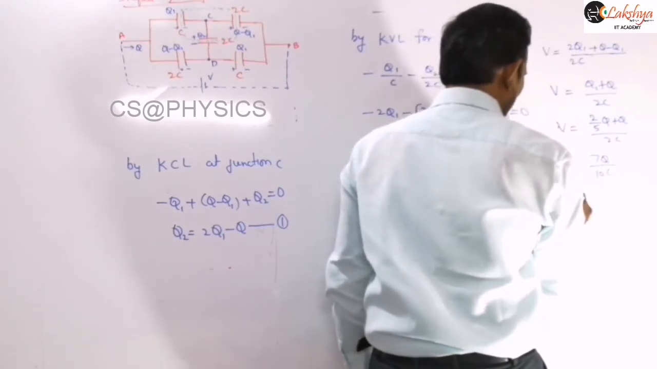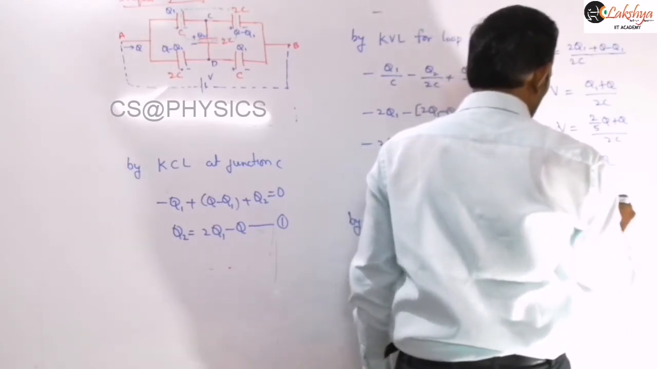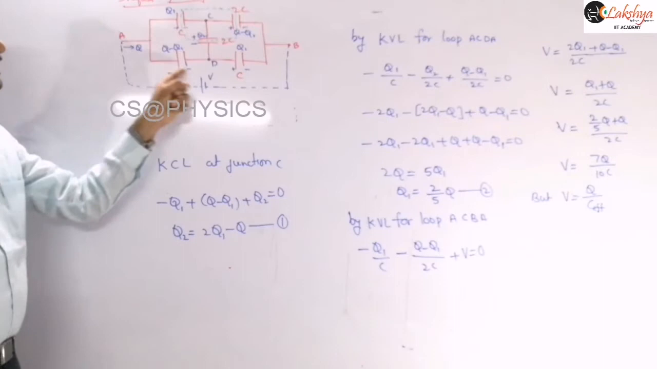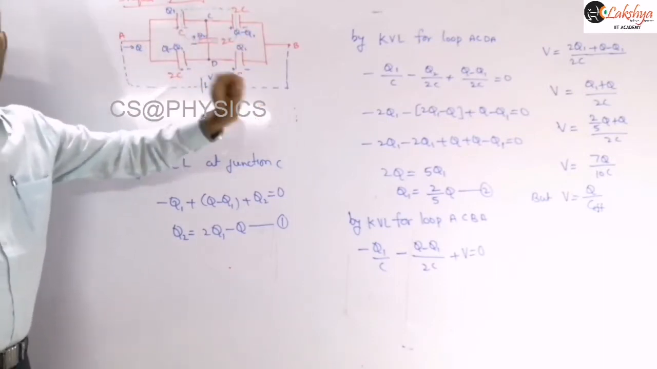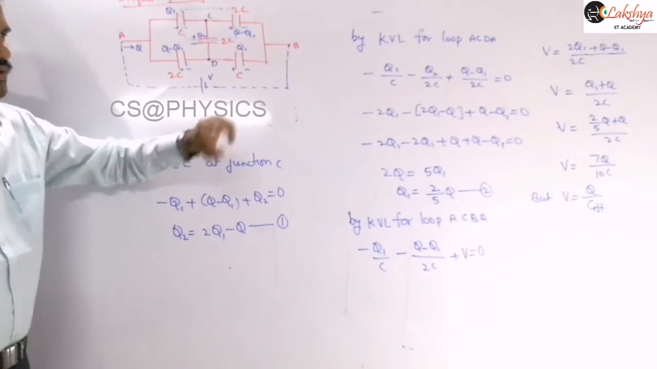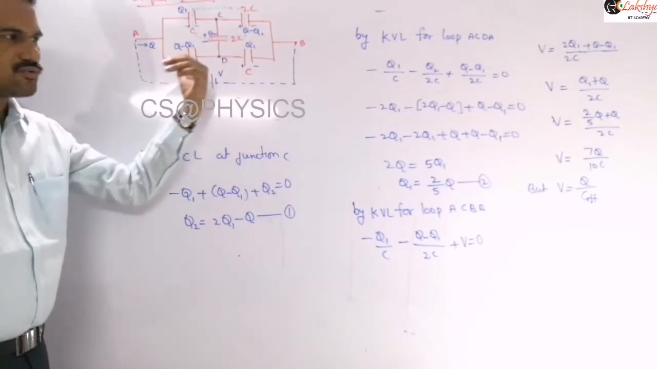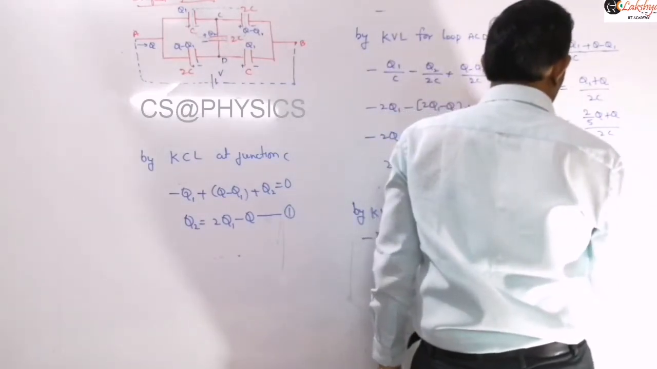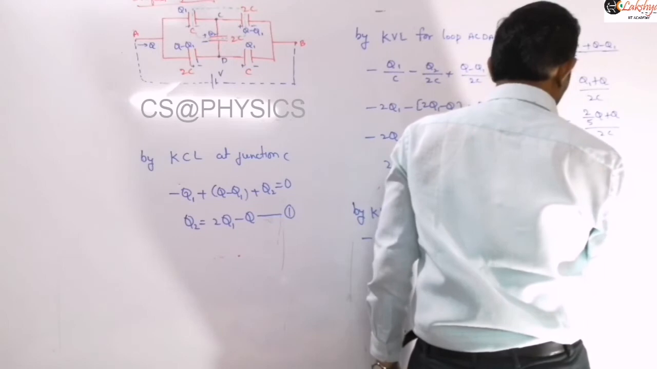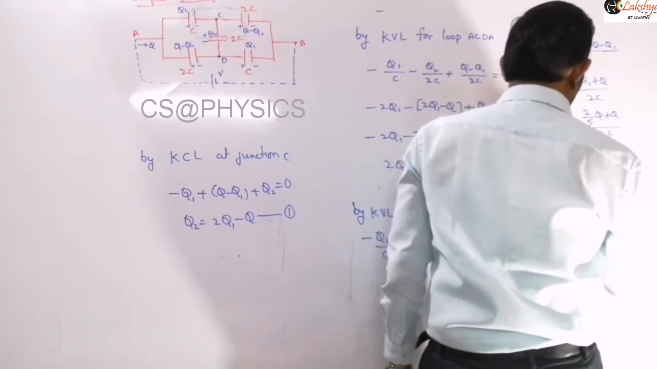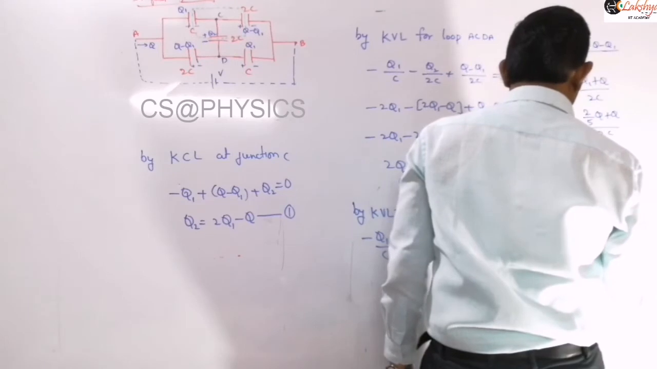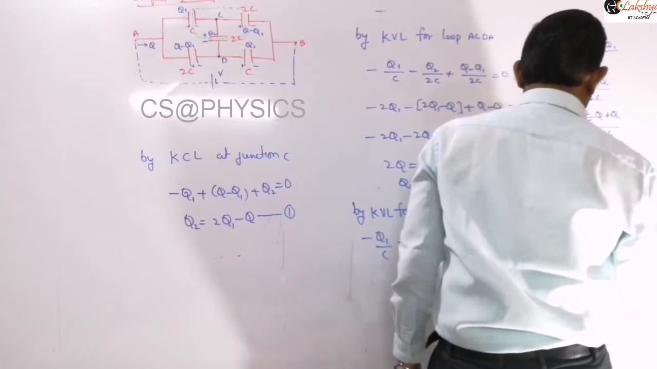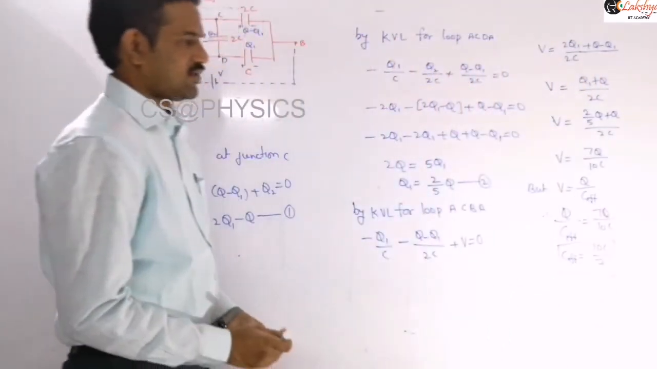But finally, we can write the V value as Q by C effective. That means we are replacing the total given circuit by one capacitor whose capacitance is C effective. Then with the charge applied, Q by C effective should be equal to the potential difference applied. Therefore Q by C effective is equal to 7Q by 10C. So this C effective value will be equal to 10C by 7. Is it clear? That is the effective capacitance of that combination.